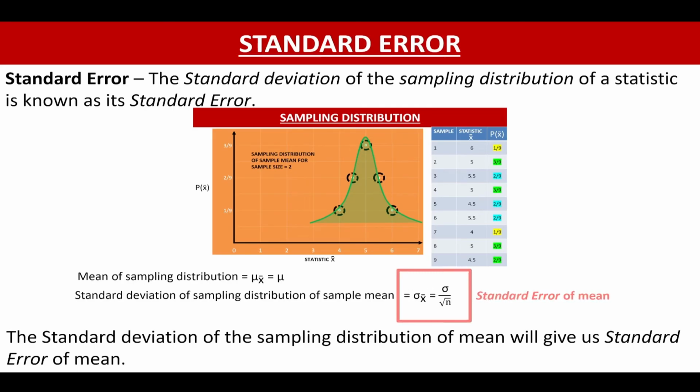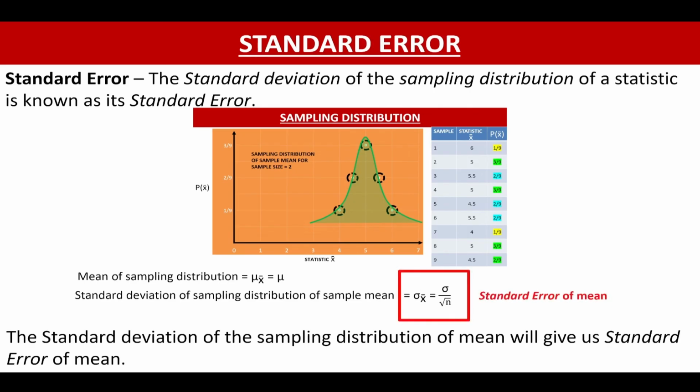Similarly, if we take the standard deviation of the sampling distribution of sample standard deviation, we will get the standard error of standard deviation. Thus, we can get standard error of other statistics also. We can also see that we can reduce the value of standard error by increasing the sample size. But we must remember that increasing the sample size will result in increase in time, effort and cost.